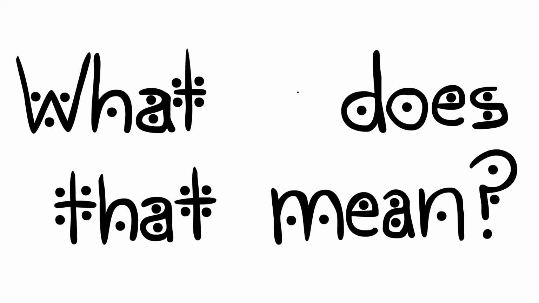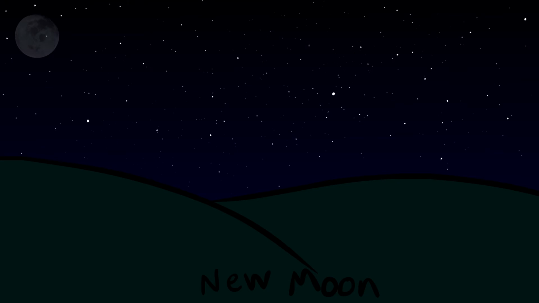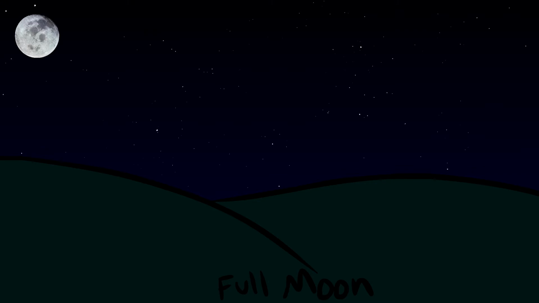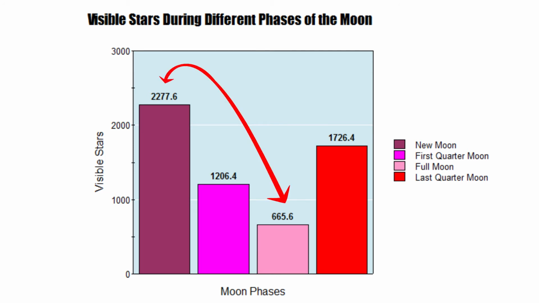Alright, so we've recorded the number of visible stars there were in each phase of the moon. But what does that mean? Well, looking at the data, we can see that our hypothesis was indeed correct, for the most part. The new moon really did have more visible stars in the sky than the full moon did. Like, way more. In fact, it's a difference of 1,612 stars, which is huge. And first and last quarter moons did indeed fall between the extremes of the new and full moons, but they were quite far apart from each other.